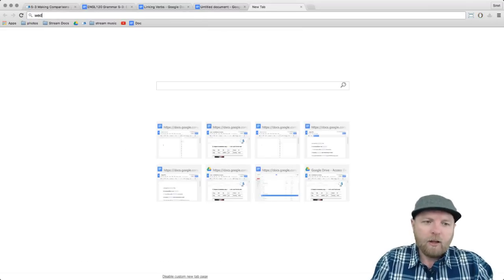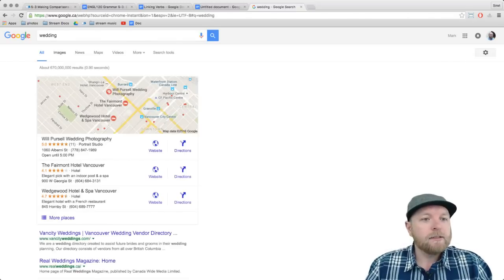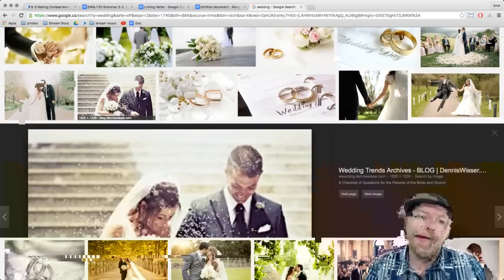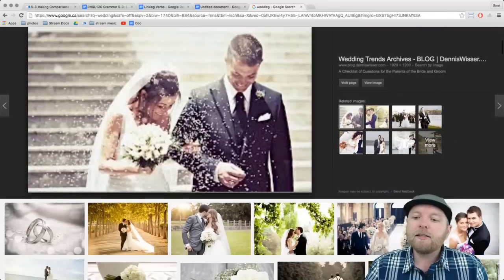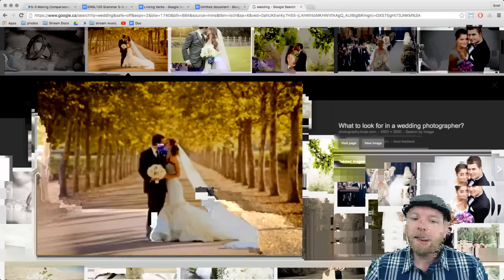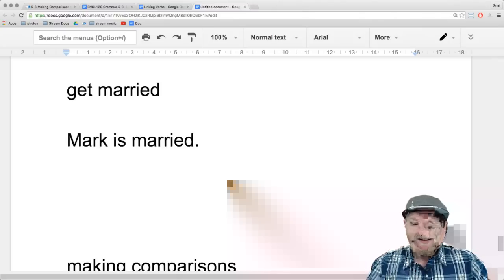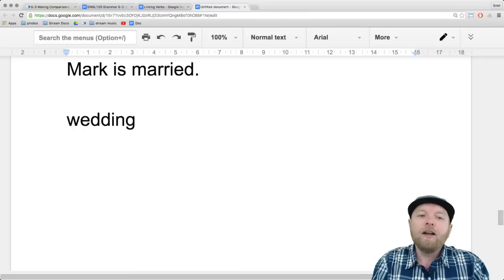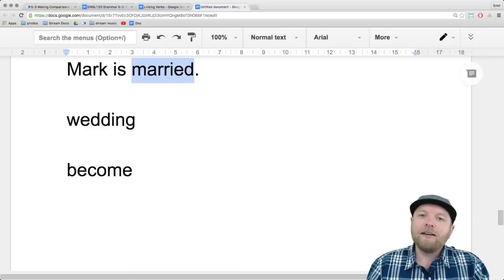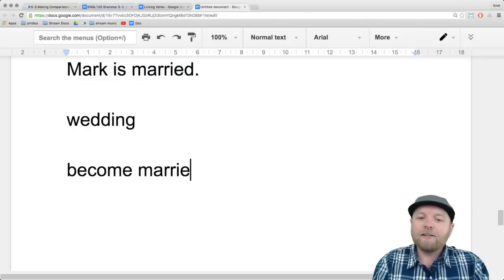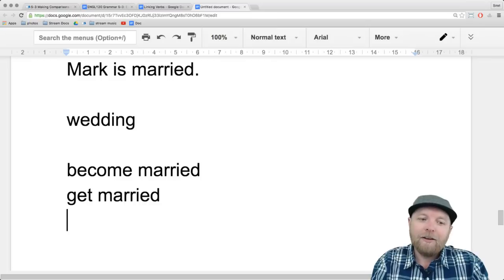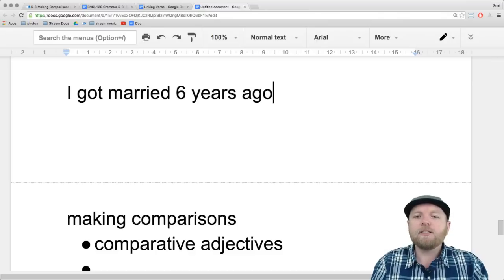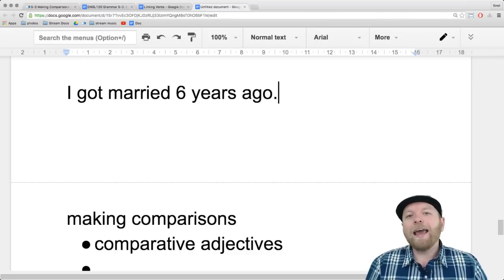Now, six years ago, my wife and I, we did this. What is this called? Well, this is called kissing, right? But a wedding. What do you do at a wedding? Well, you become this, right? You become married. Or same thing, get married, right? So I got married 6 years ago. Usually we say get married.